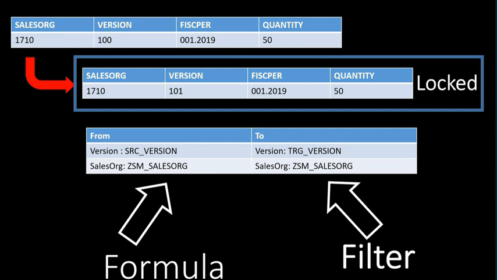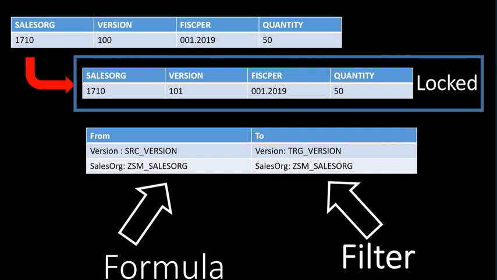So let's look at an example as an extension of the example used for aggregation levels. In the example, we are copying information from one version to another. Let's assume that it takes place through the use of a planning function, and the purpose of the planning function is only to copy data across versions. However, the user might want to limit the copying of data to a sales organization, for example.